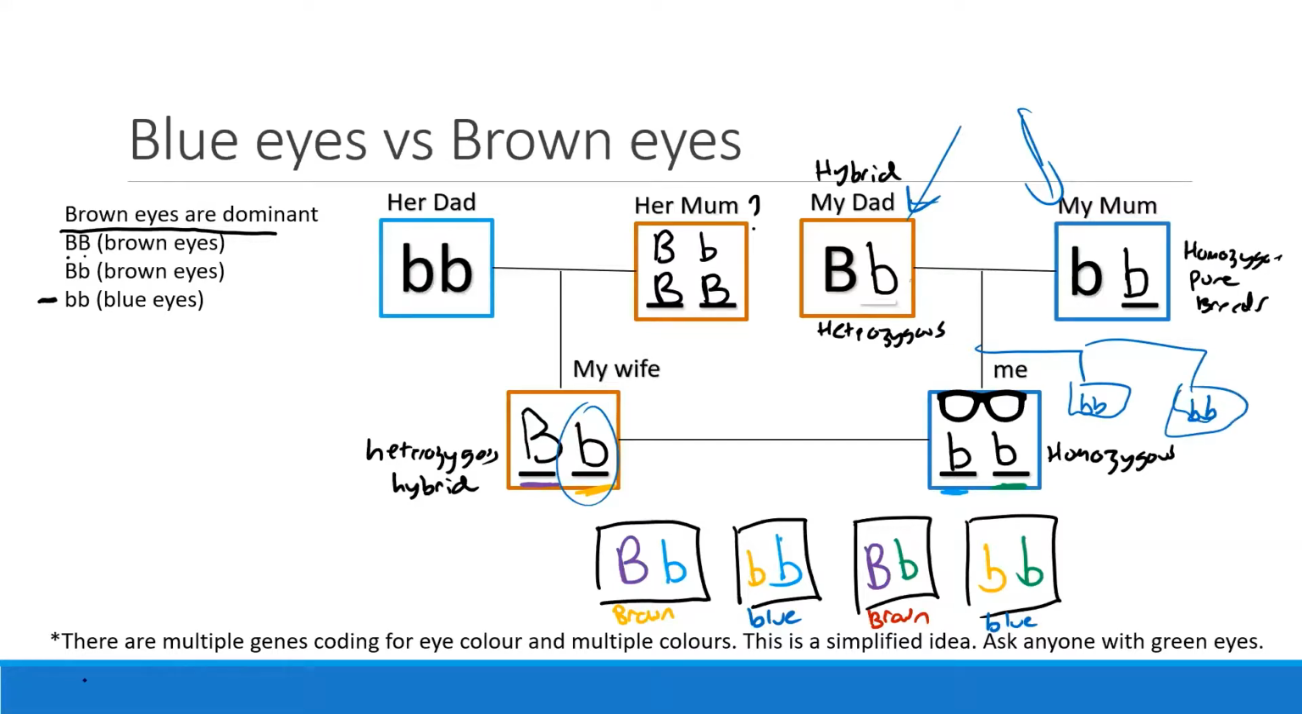Now, I will point this out at the very bottom. This is a bit of a disclaimer. There are multiple genes coding for eye color. This is a simplified idea, okay? This is not necessarily 100% true. If you find someone with green eyes and they say, well, my eyes are actually green, it's like, okay, fine. You might find the classic one of people that say, my eyes aren't actually brown, they're hazel. It's like, okay, sure.